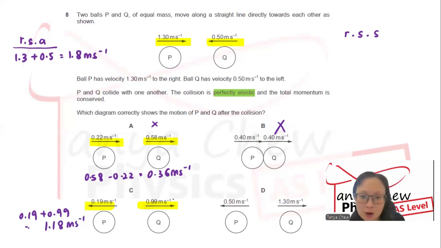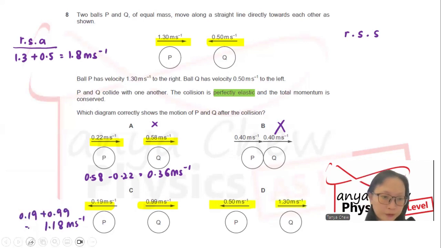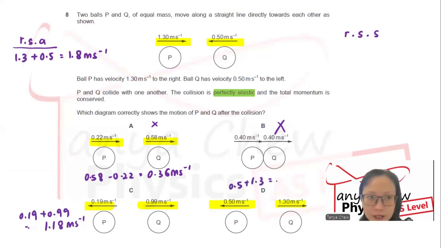What about D? Oh, they are moving in the opposite direction as well. Opposite direction, 0.5 and 1.3. All I need to do is just add them up. 0.5 plus 1.3 will give me exactly 1.8 meter per second. D is the answer.